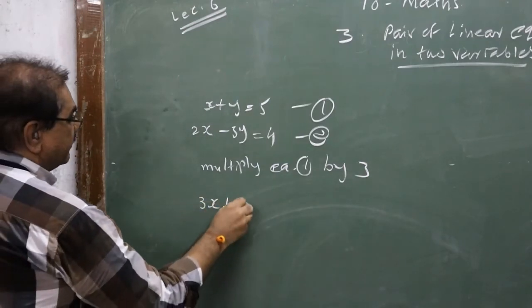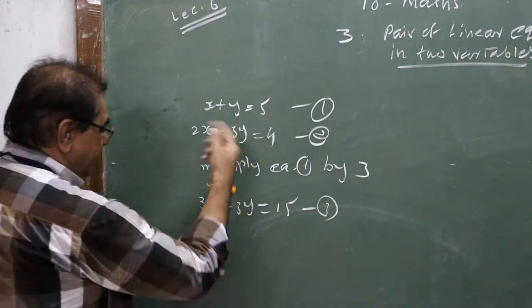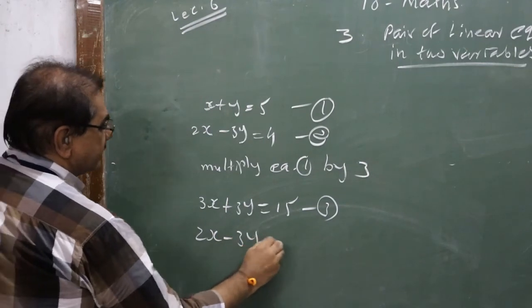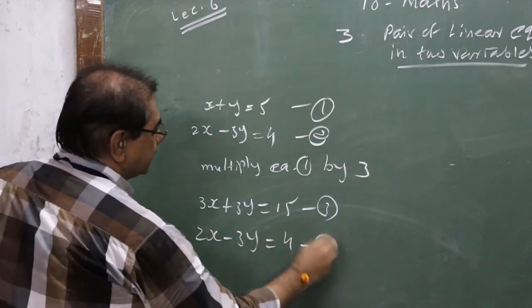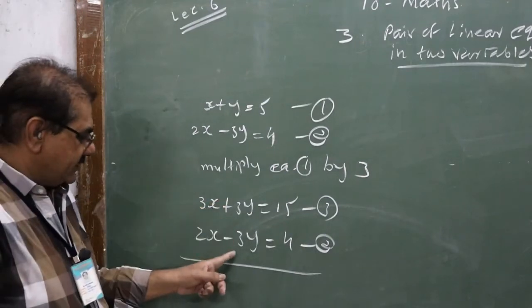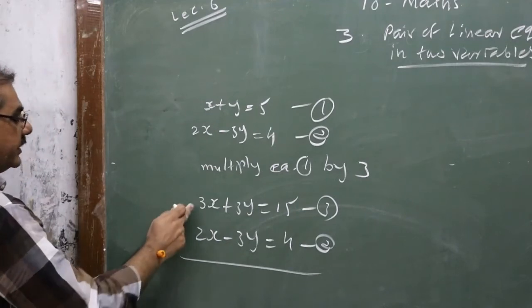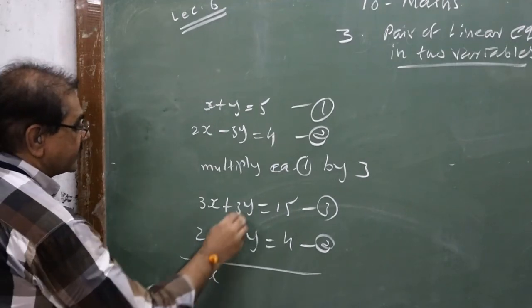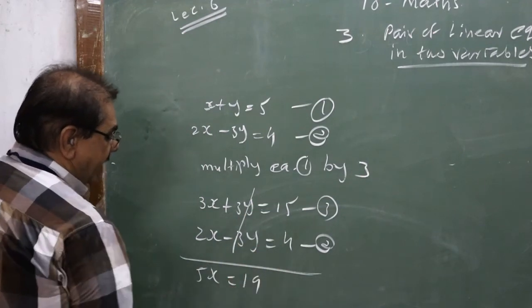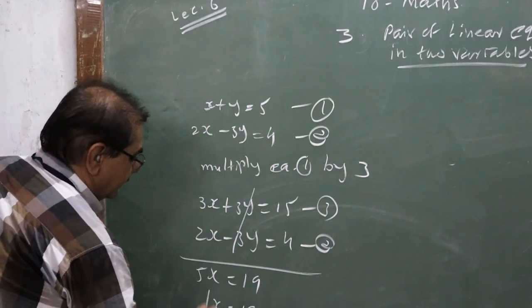So what do I get? 3x plus 3y is equal to 15. It is equation number 3. And second I keep as it is, 2x minus 3y is equal to 4. It is equation number 2. Now you can check the coefficients of y are equalized. As they have opposite signs, you have to take the addition. So 3x plus 2x, 5x. These two are cancelled. 15 plus 4, 19. So x is equal to 19 upon 5.